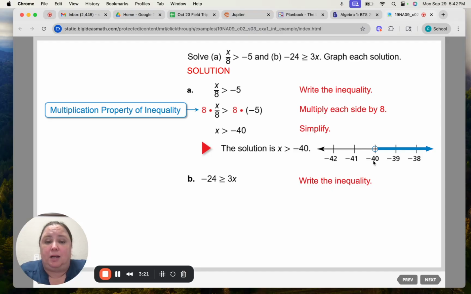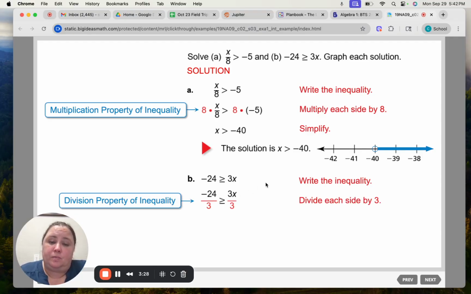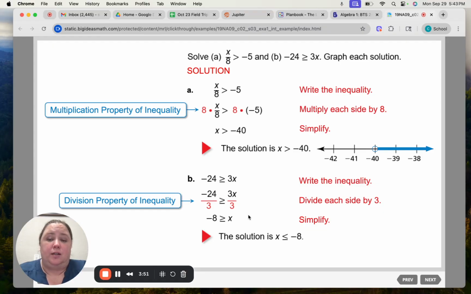All right, so for b, we have negative 24 is greater than or equal to 3x. So how do we get x by itself? Since the 3 is next to it, it means multiply, so we are going to divide. So divide both sides by positive 3. Positives don't change anything. That cancels out on the right. On the left, we have negative 24 divided by 3, which would give you a negative 8. So negative 8 is greater than or equal to x. You could also just flip that completely around and say x is less than or equal to negative 8. They mean the same thing here.